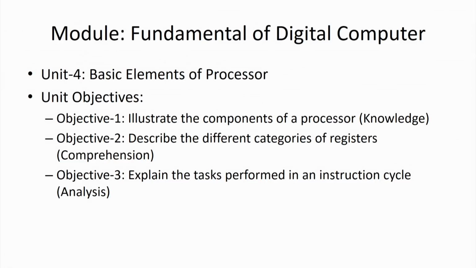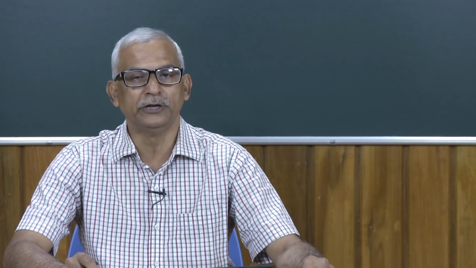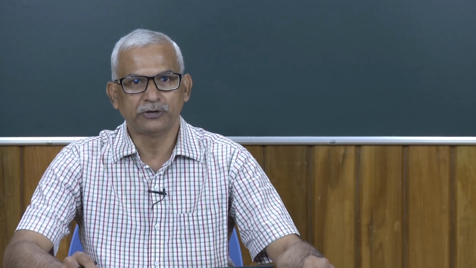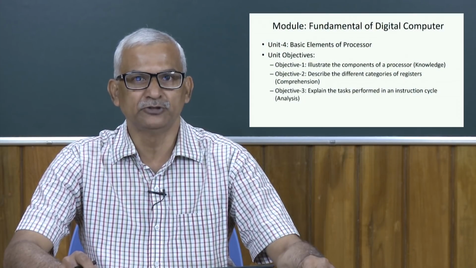So, as usual, first we are going to talk about the objectives of this particular unit. We have identified 3 objectives for this unit on basic elements of processor. Objective 1: illustrate the components of a processor. So, we are going to see what elements we have in a processor, and the level is knowledge level. In this unit we are going to discuss everything at knowledge level only.